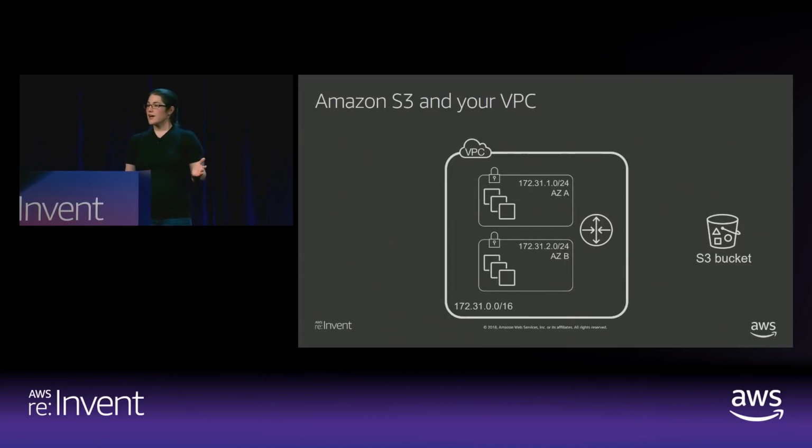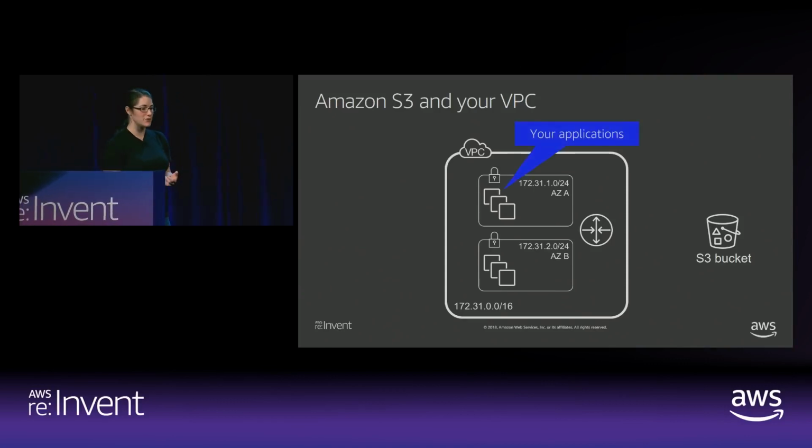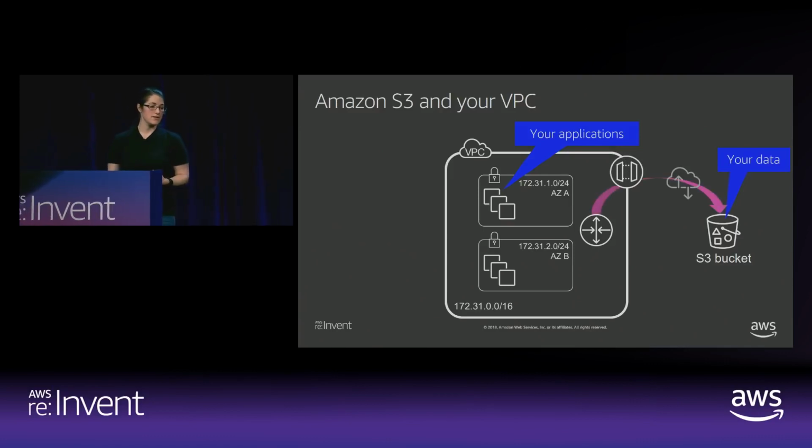So let's have a look at how accessing S3 as an example, but this is the same for other services, how that works today. So you've got your applications, they're running in EC2, and you've got your data, and your data is sitting in an S3 bucket. Cool, pretty normal approach here. But when you resolve that S3 location, you're getting a public IP address because S3 is a public service. And so to access your data in S3, your traffic is going to try to go over the internet to get the data.